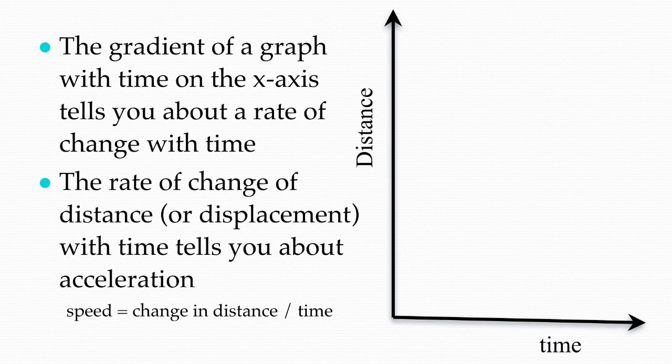The gradient of a graph where time is on the x-axis tells you about the rate of change with time. For example, if it is a distance time graph or a displacement time graph, the change in distance over time gives you the speed, so the gradient gives you the speed for a distance time graph.